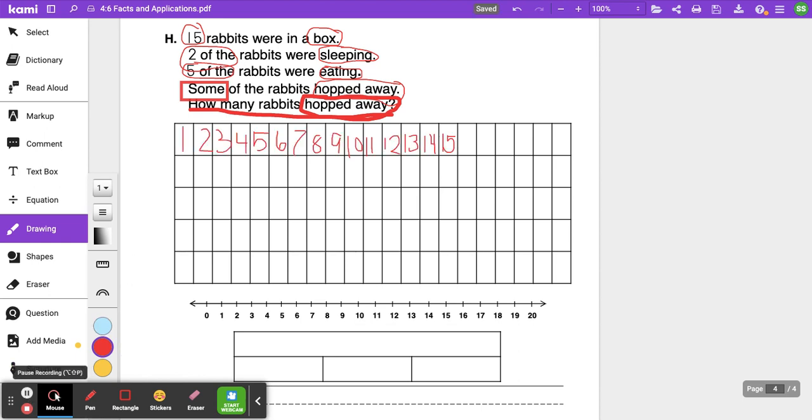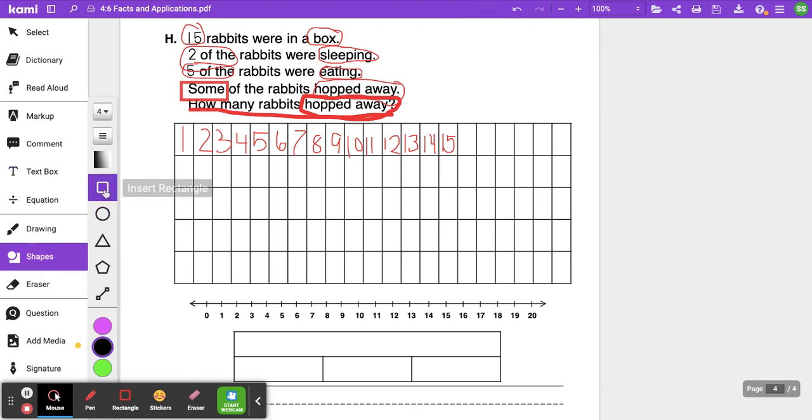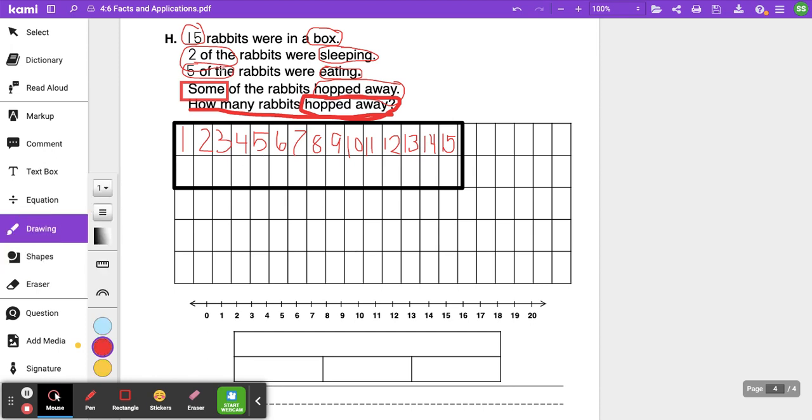Okay, I have my numbers, 15. And so we're pretending that all of this is the box, right? This is the box that the rabbits are in. And I have all 15 rabbits in this box. And I want to make the different groups: the group that is sleeping, the group that is eating, and the group that hopped away. So let's look at the first one. 2 of the rabbits were sleeping.